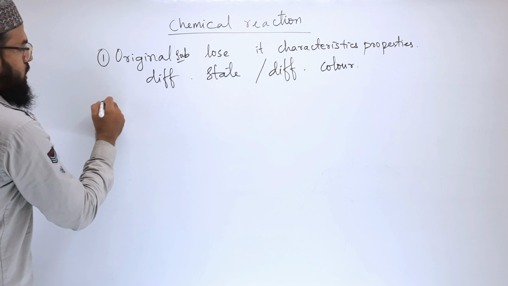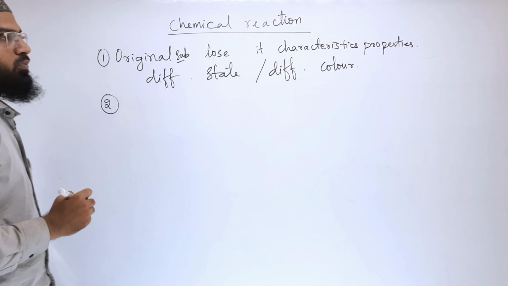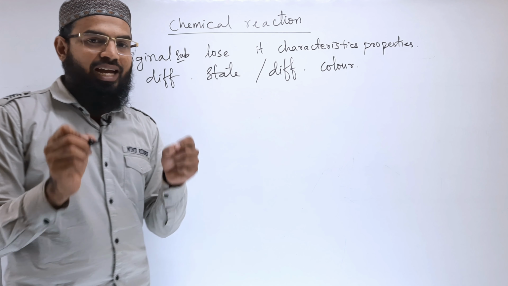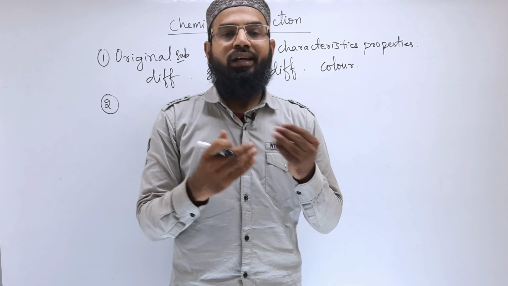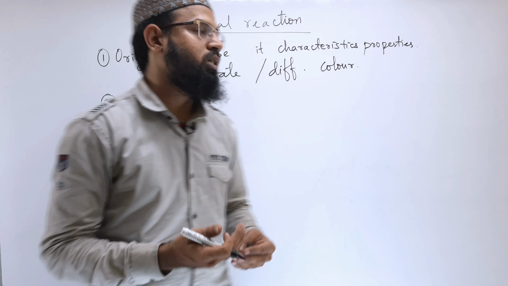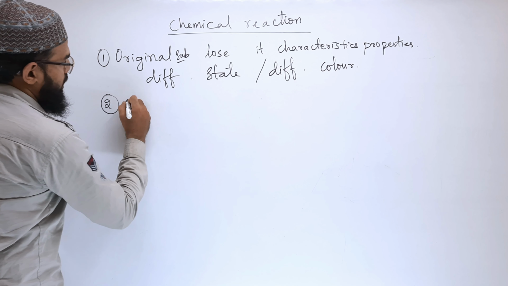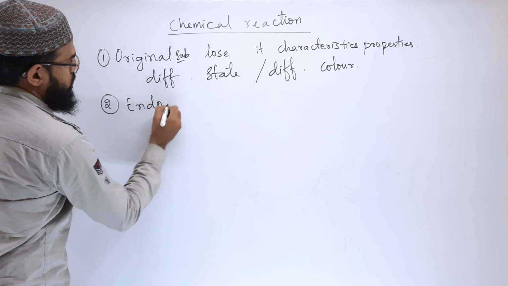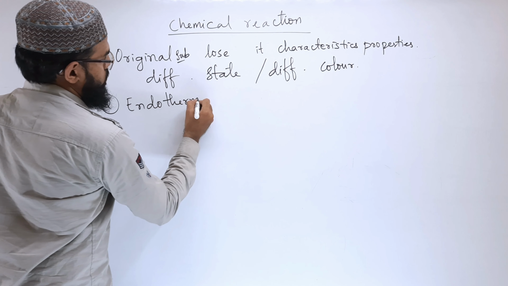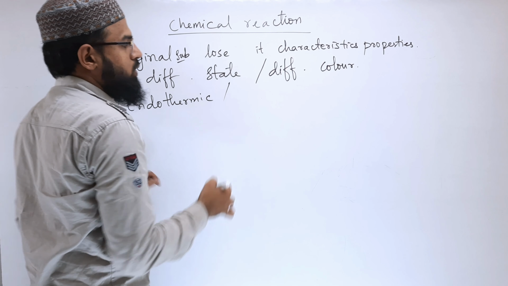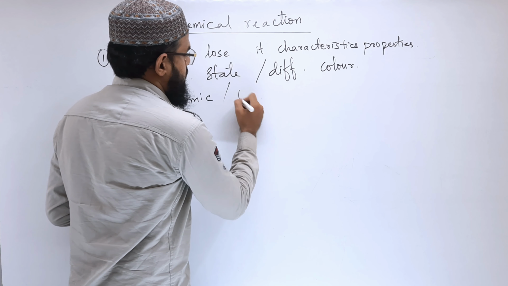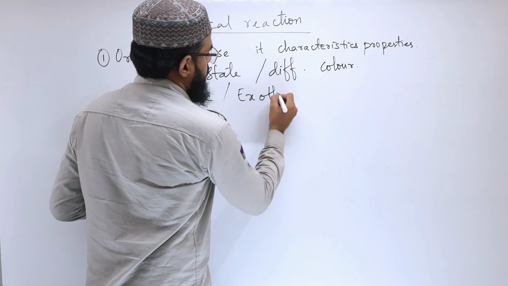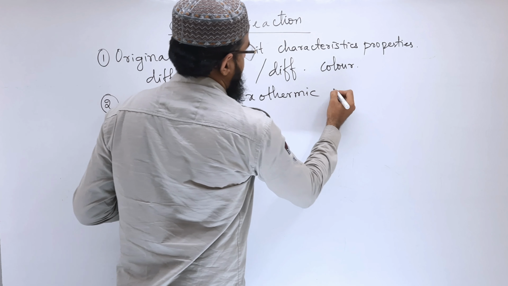The next indication is that during a chemical reaction, heat may be evolved or heat may be absorbed. If heat is gained by the substances, then we call it an endothermic reaction. If during a chemical reaction heat is released, then we call it an exothermic reaction.